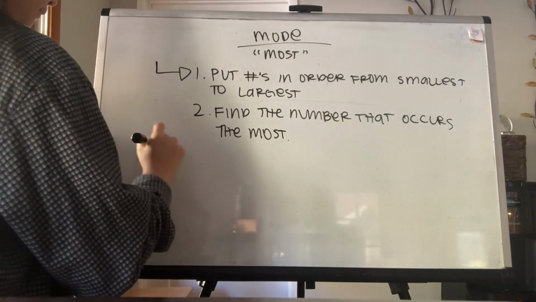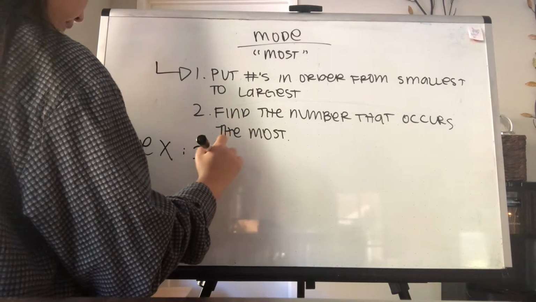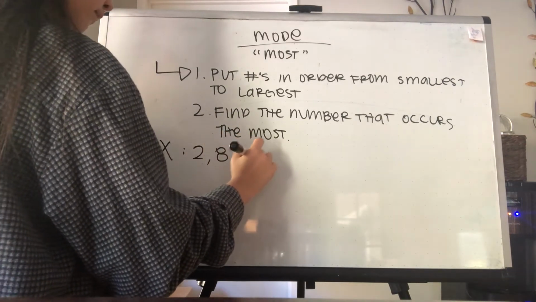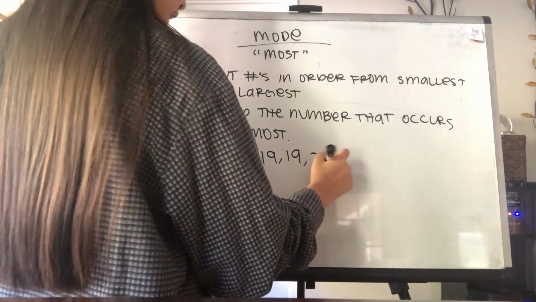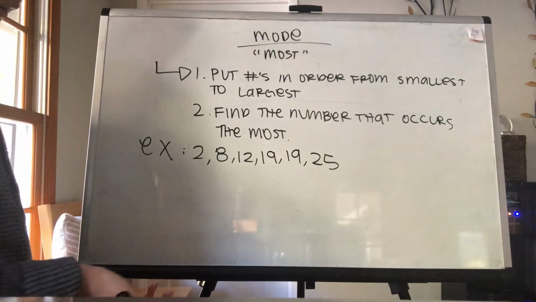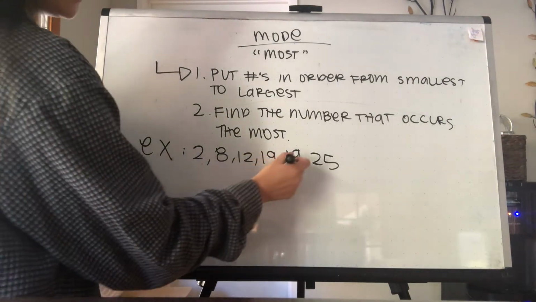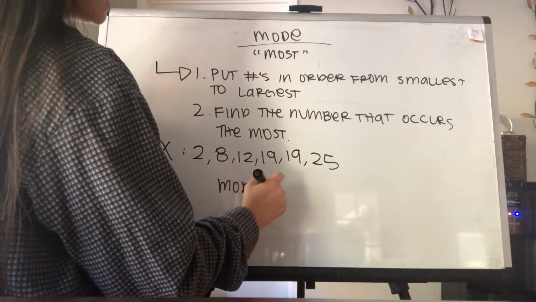So an example would be if you're given this set of numbers. And so they're already in order for you, so we're just going to try and find the number that occurs the most, which is going to be 19. So the mode of the set is 19.